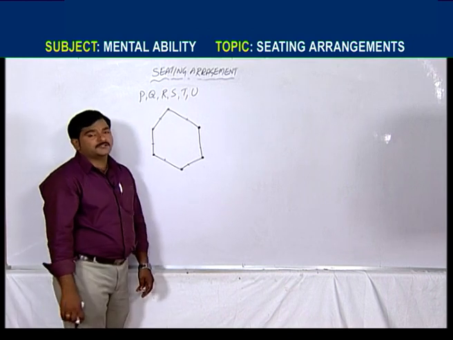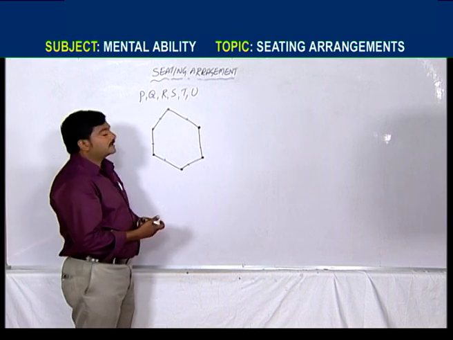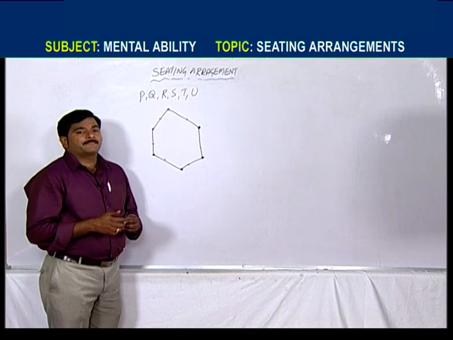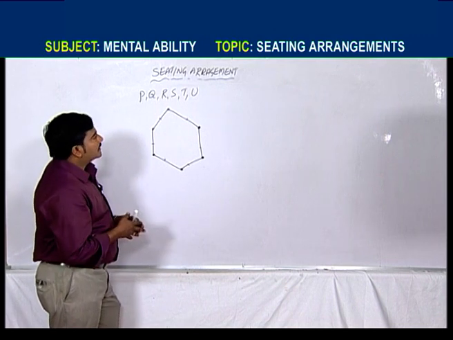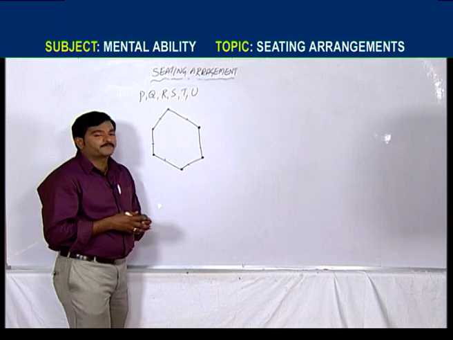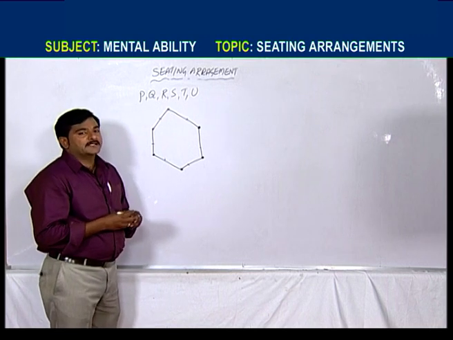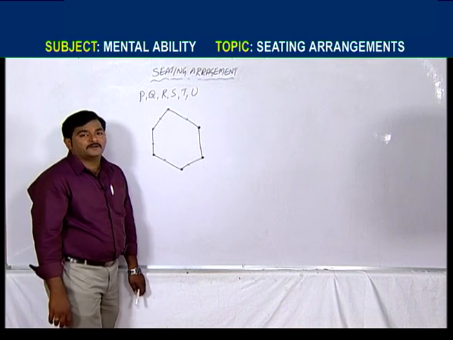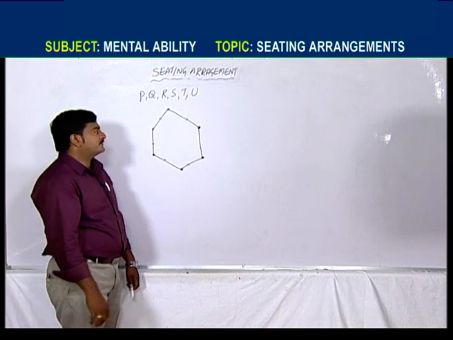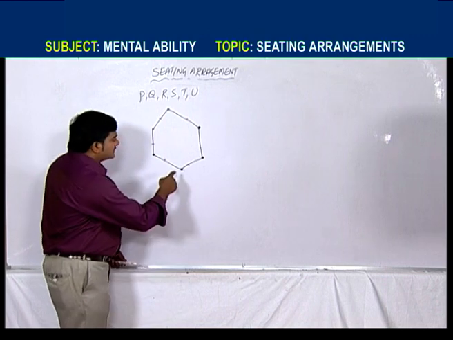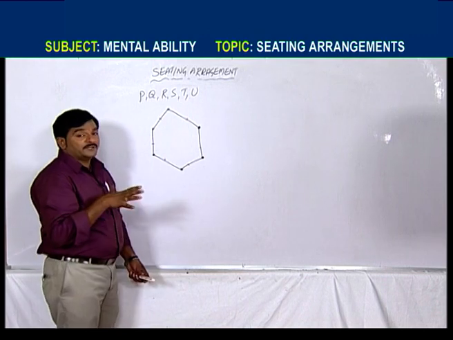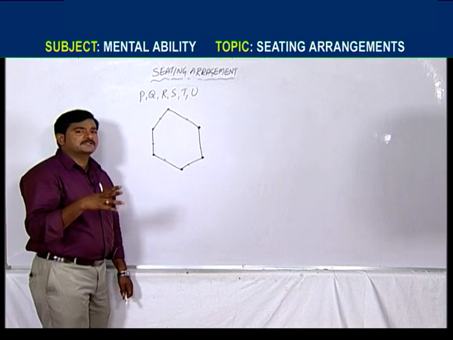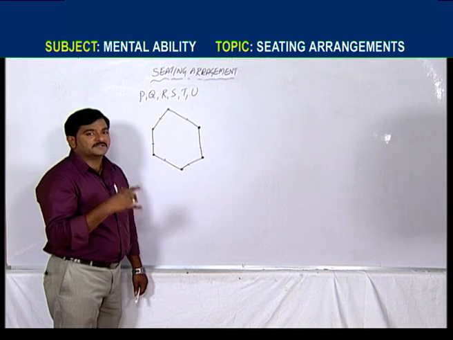P, Q, R, S, T, U are friends. They are sitting at the corners. See the first condition. What is the first condition? He is talking about P. P is second to the left of U. Since this is also a closed figure, even though it is not a circle, for all closed figures you can fix the first object anywhere.